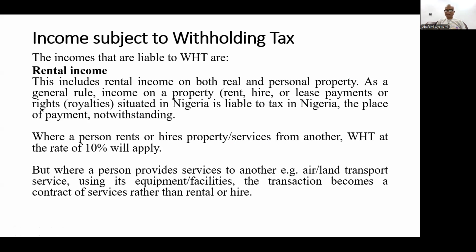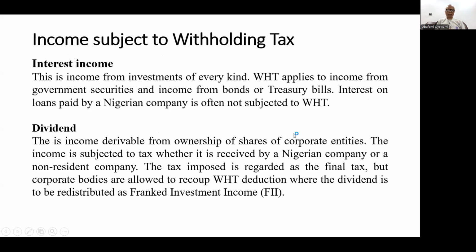But where a person provides service to another using his equipment or facilities, the transaction becomes a contract or service rather than rental or hire. So we're saying here that when you carry out a transaction that has to do with renting out a particular personal property to a tenant, then withholding tax is meant to be deducted from the payment to either the landlord or the agent, as the case may be. What are the other incomes?